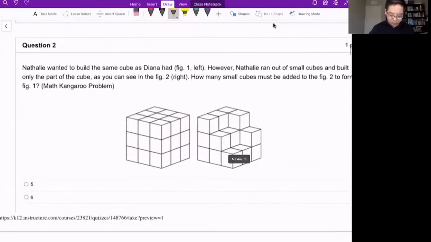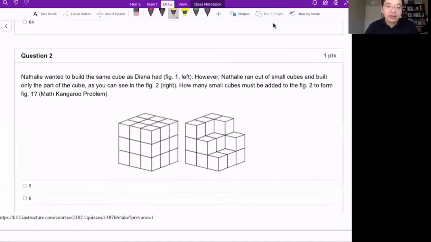Problem number 2. Here we have two three-dimensional figures. The one on the left-hand side is a cube, and the one on the right-hand side is a cube, but some blocks are missing. We need to figure out how many small cubes we need to put in order to form the large cube on the left-hand side.